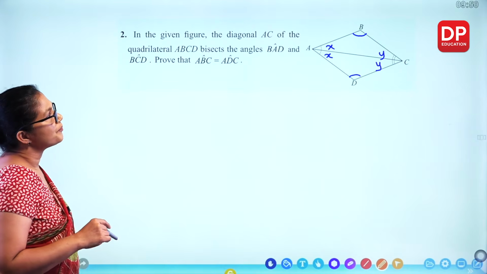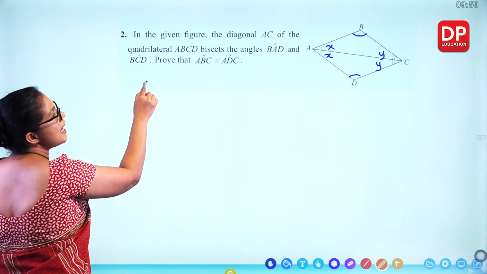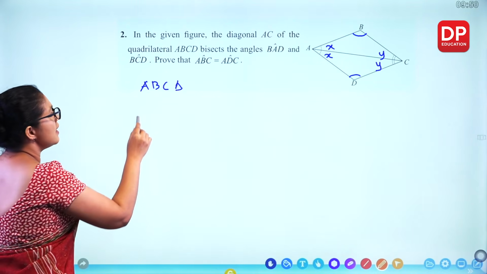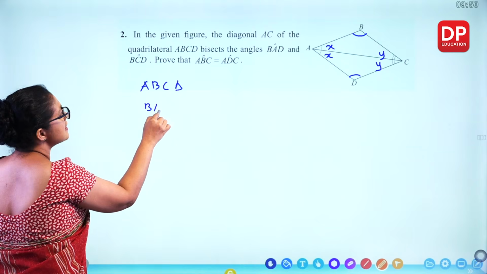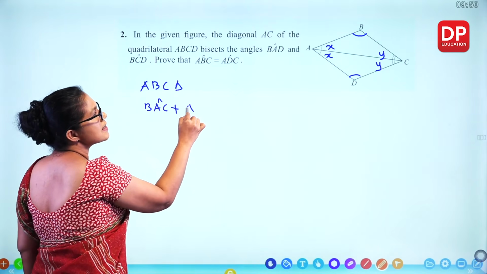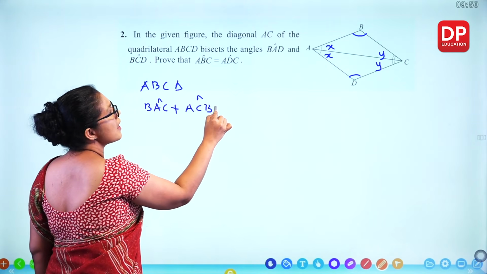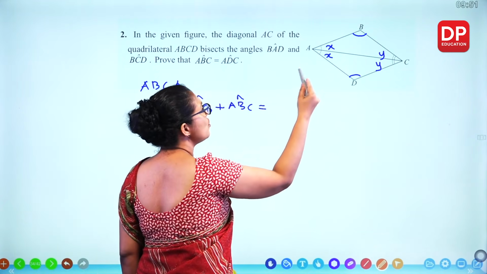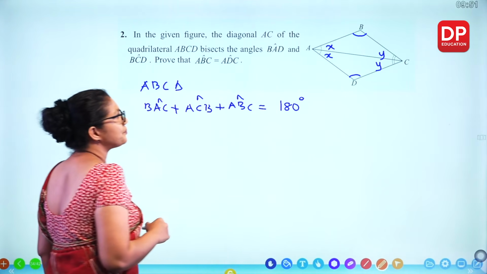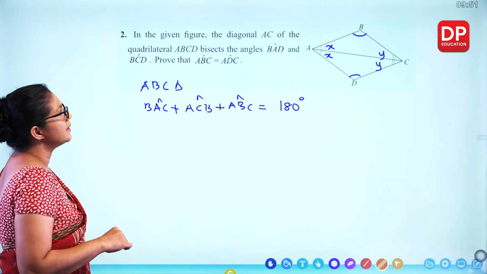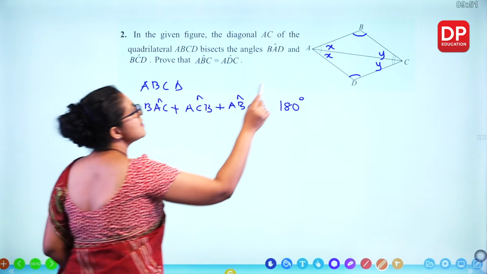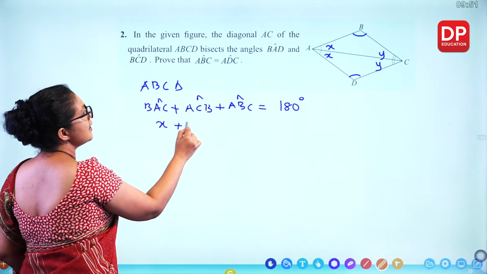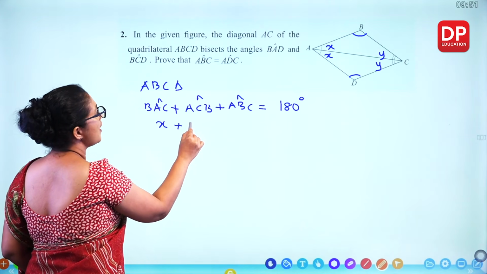Now we'll take the smaller triangle, ABC triangle. What can you say about ABC triangle? BAC plus ACB plus ABC. All three angles add up to 180. So what's this angle? So we can say if this is X, this is Y, this is X, and C angle, this is Y.